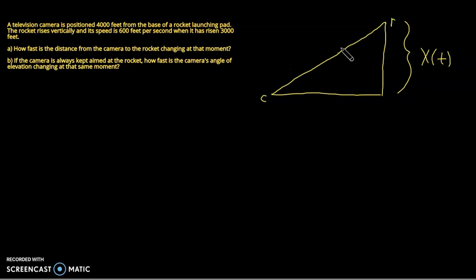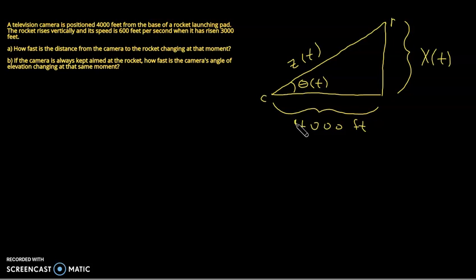And the distance from the camera to the rocket, let's call that z. That's also changing. It's a function of t, so call it z of t. And here's the angle of elevation of the camera. Let's call that angle theta. It's a function of t, so we'll call it theta of t. And this distance here is our 4,000 feet that we were given in the beginning of the problem.